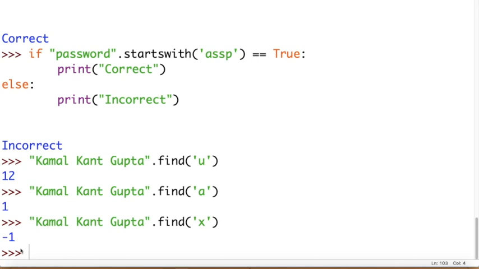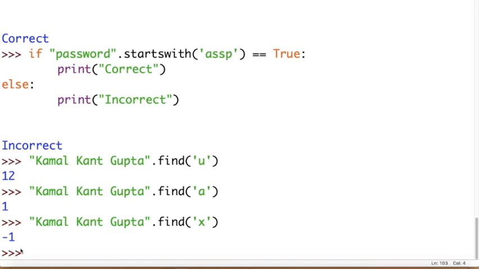So if the search character or the character which you want to find does not exist in the main string, it returns a negative integer, that is -1, right? So hence you will know that the function is not able to find or search the given set of characters in the given string, right?